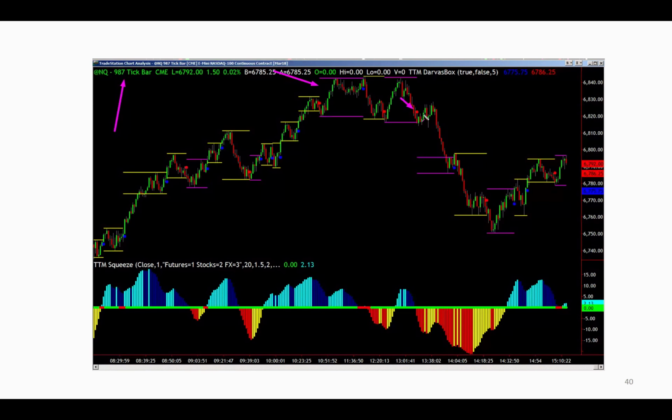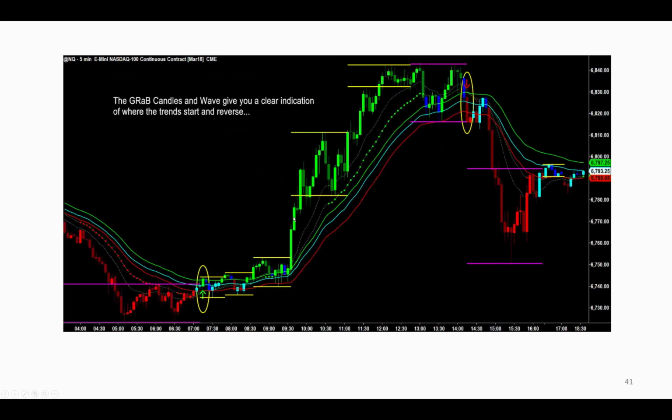The Darvis boxes are nice because they give you the levels and whether you're going to be stair-stepping up or stair-stepping down with buy and sell signals there. Okay, and that's something I found very, very useful. Also, the grab candles and the wave give you a clear indication of where trends start and reverse. For example, today on a 5-minute chart of the NASDAQ, you can see we've got a lot of upside pressure here, but you get a very clear indication of when the trend is reversing. This is obviously hugely helpful for intraday moves like that.